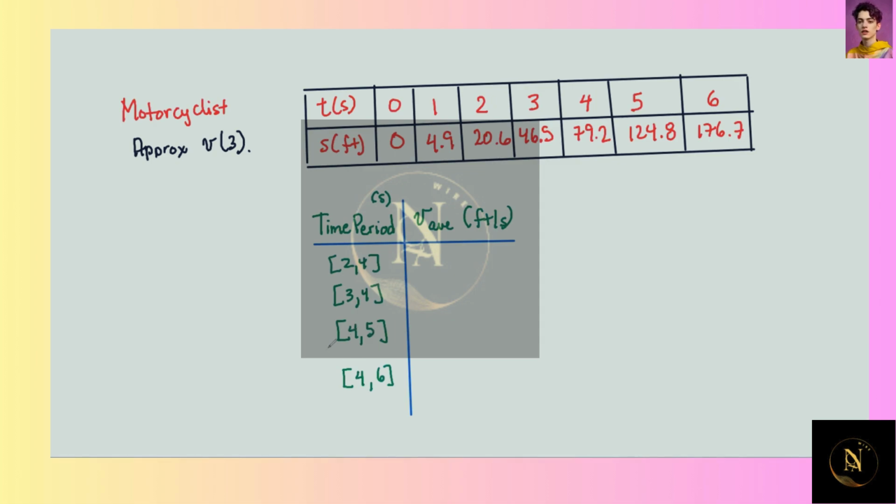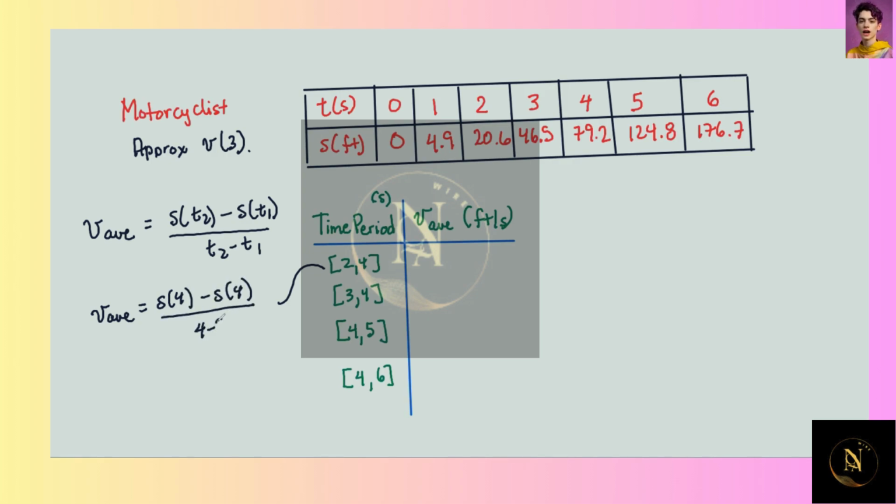And we're going to find the average velocity. So let's figure out what formula we're going to use. Average velocity is displacement over time. So it's basically going to be S at T2 minus S at T1, that's the displacement between two times, and then T2 minus T1. I'll show you for one of these. Let's do the times 2 and 4. So V average would be S at 4 minus S at 2 over 4 minus 2.